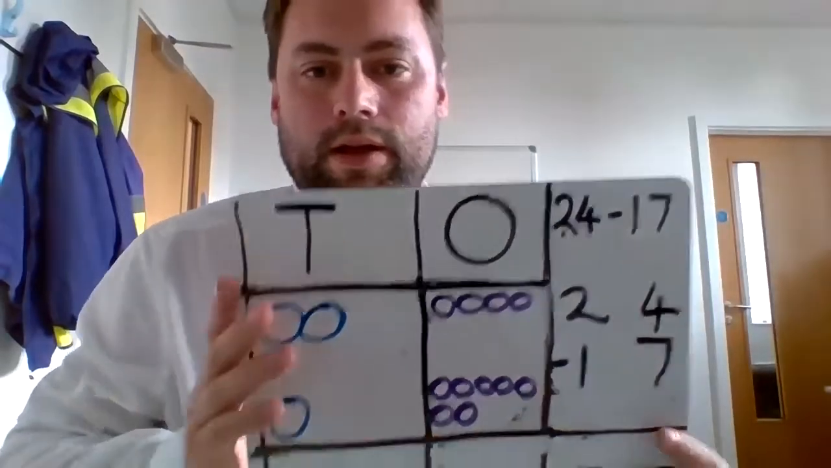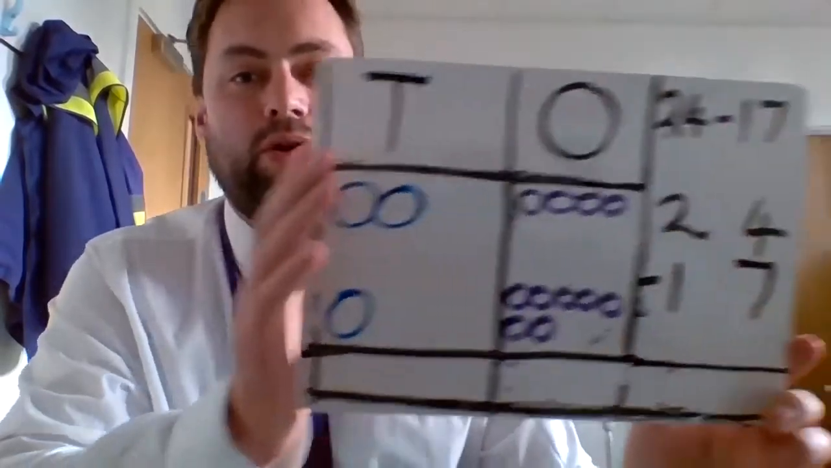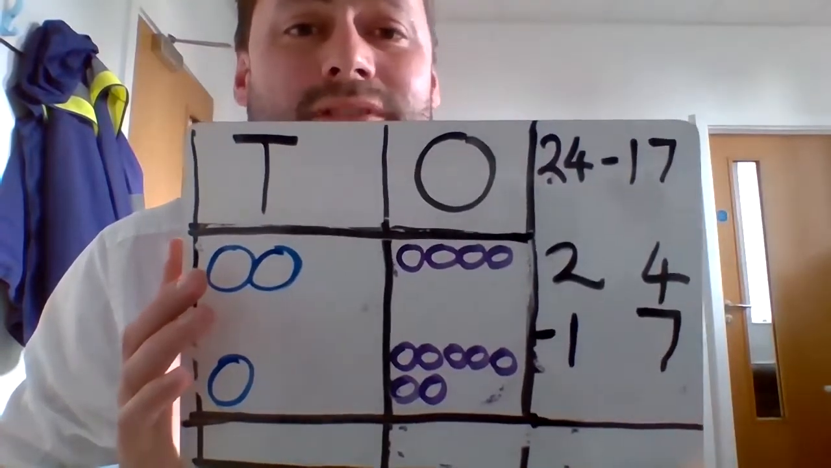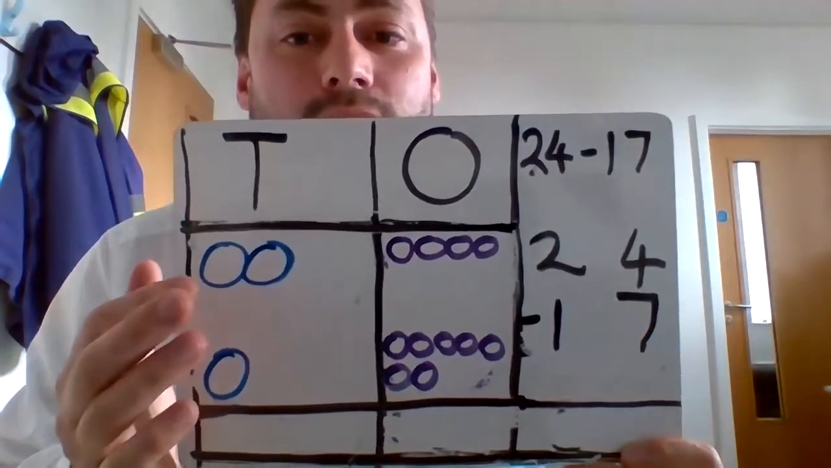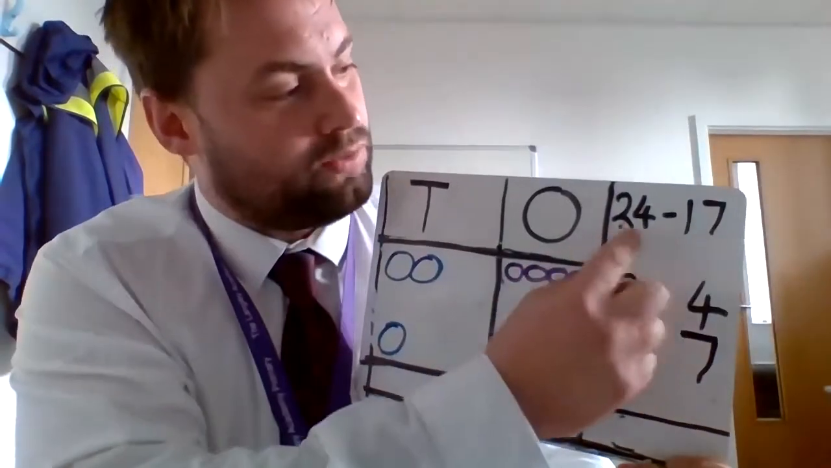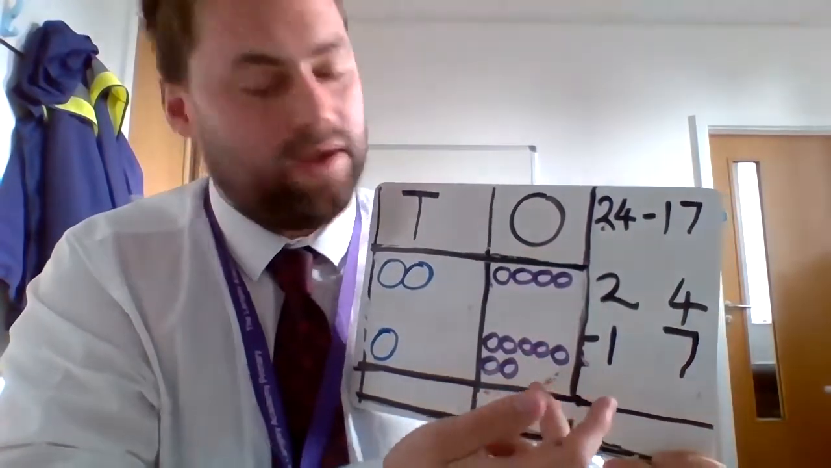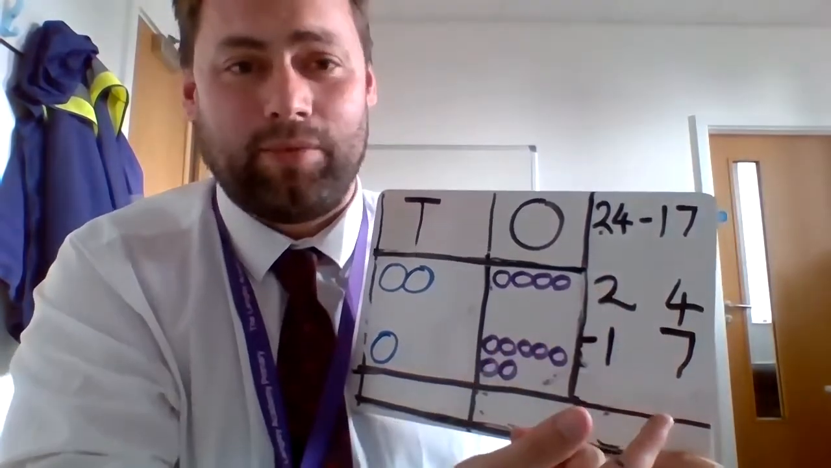We're now going to look at a question where we would have to exchange. Okay, so here we have a question where we need to exchange. And the reason why we need to exchange is because you cannot take a larger number away from a smaller number. And what we've got here, we've got 24 take away 17, but when we start to take away the ones, we've got 4 and we're taking away 7.